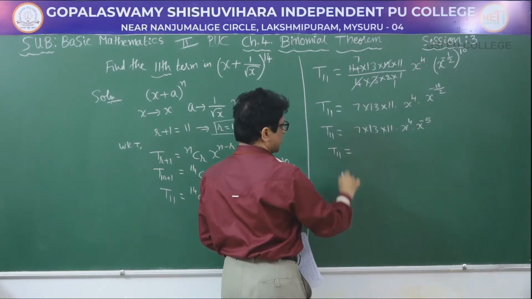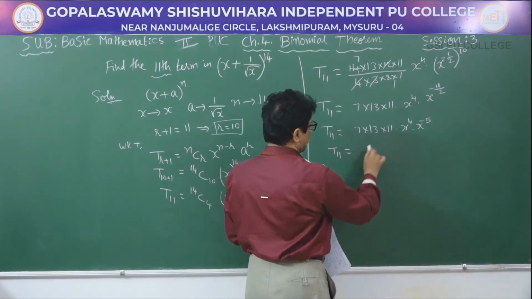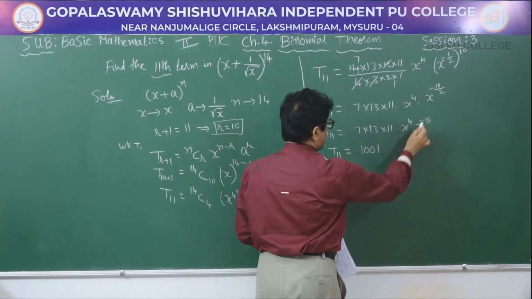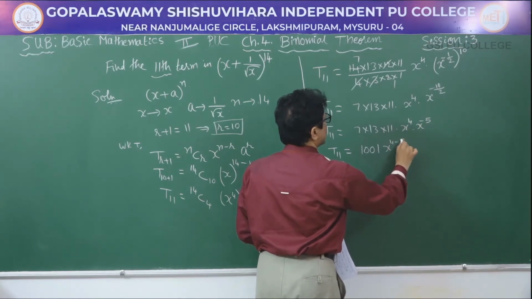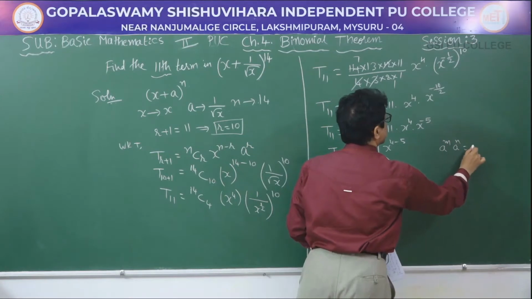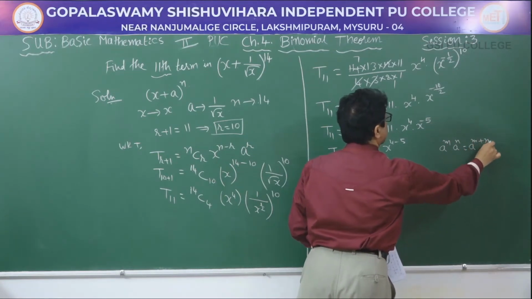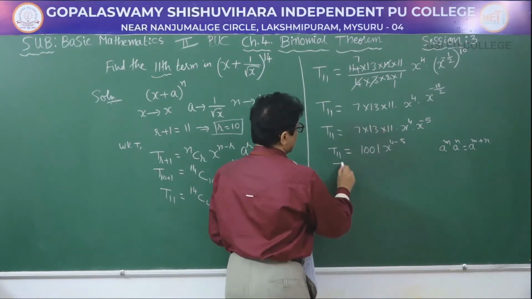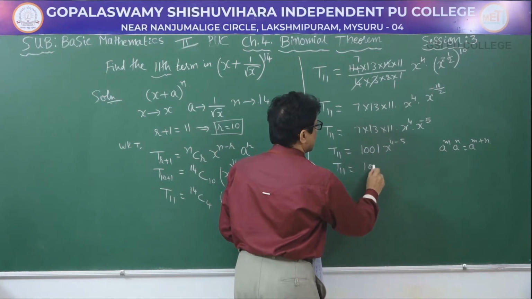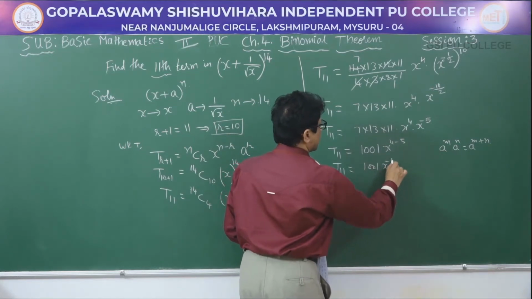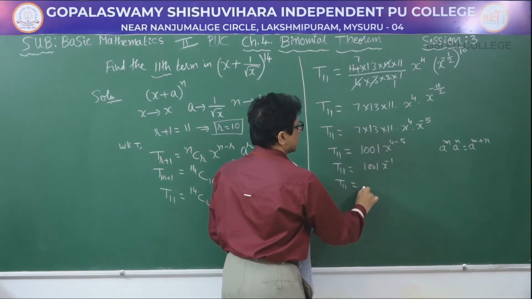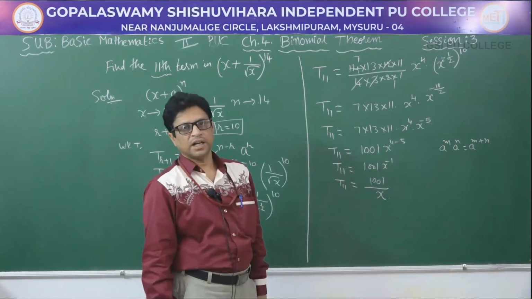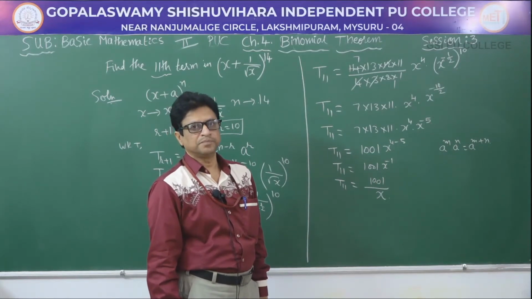So, T11 is equal to 7 into 13 into 11 is 1001. x power 4 into x power minus 5 is x power 4 minus 5. a power m into a power n is equal to a power of m plus n by using theory of indices. So, T11 is equal to 1001 into x power minus 1. So, T11 is equal to 1001 by x. That completes this problem.